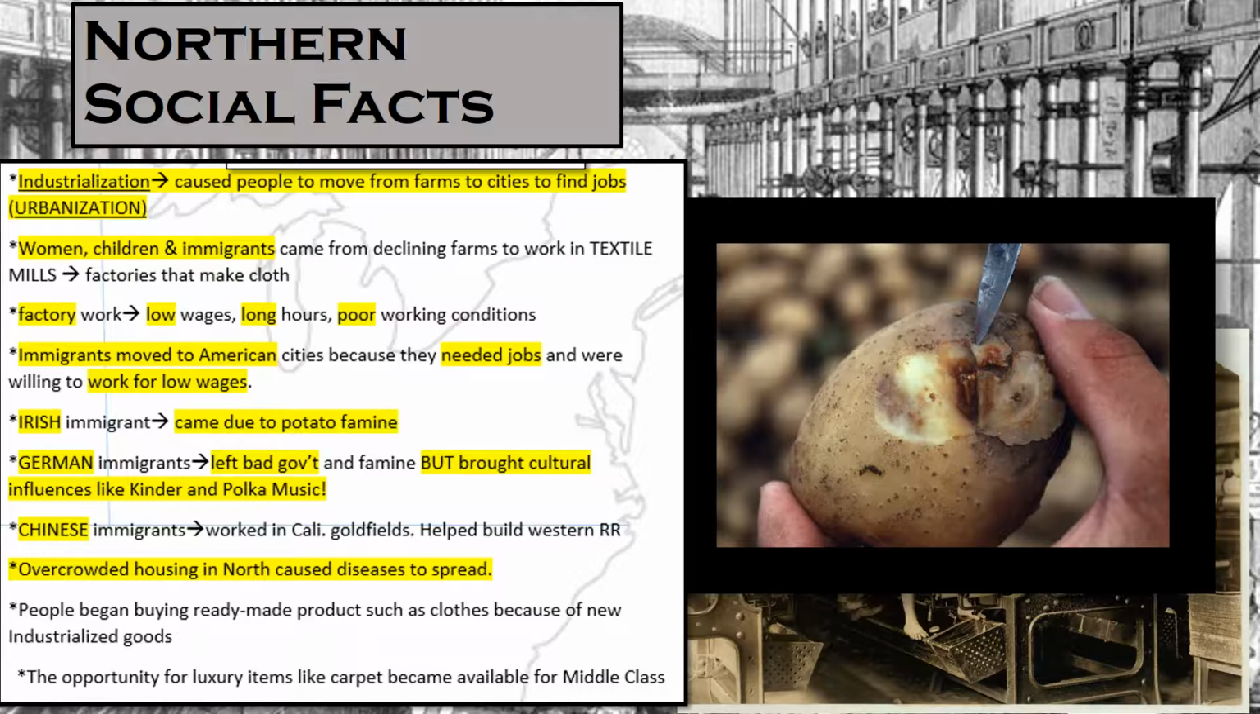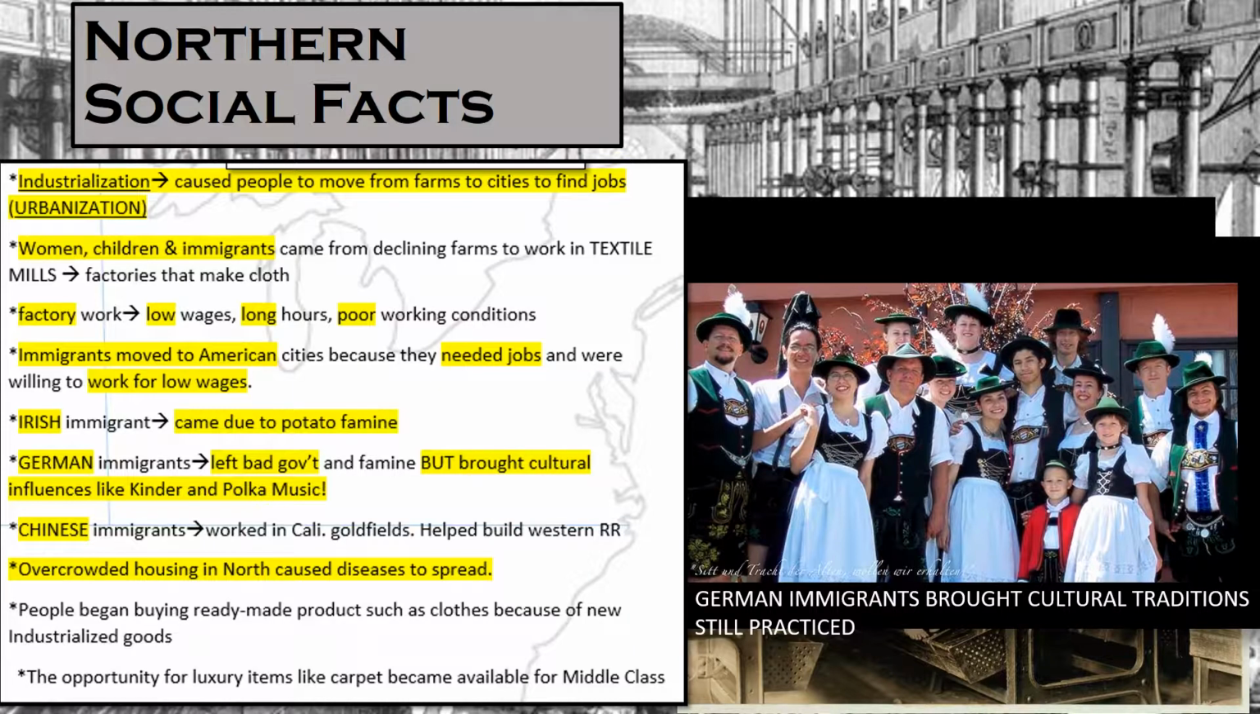The potatoes over there, you see the picture, it shows how they were rotting very quickly, and that's a huge crop in Ireland, and many people died of starvation, and so people started to leave Ireland. Germans came here. They were leaving a bad government as well as famine. They brought cultural influences like kindergarten and polka music.